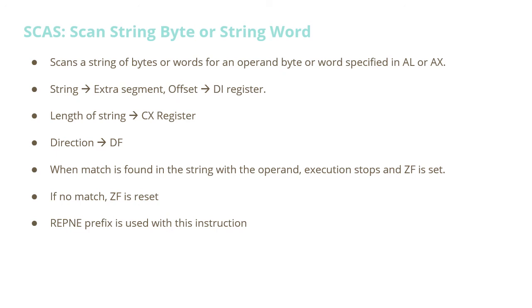When a match is found in the string with the operand, the execution stops and the zero flag is set. If there is no match, then the zero flag is reset. The REPNE, or the repeat until not equal, is used with this instruction.